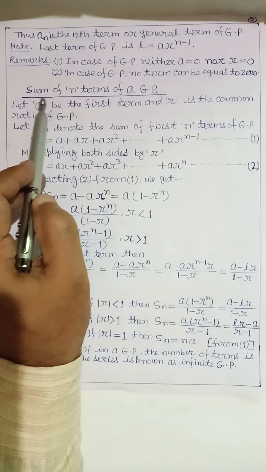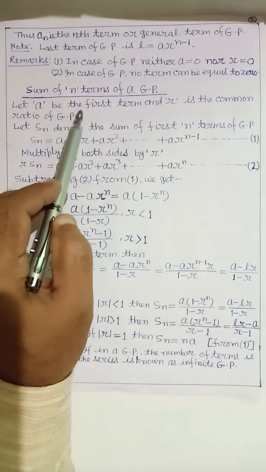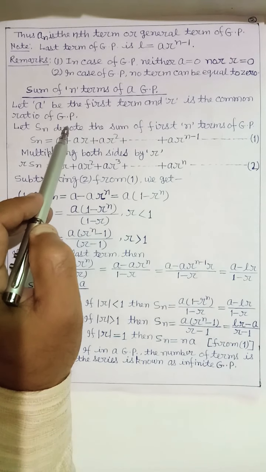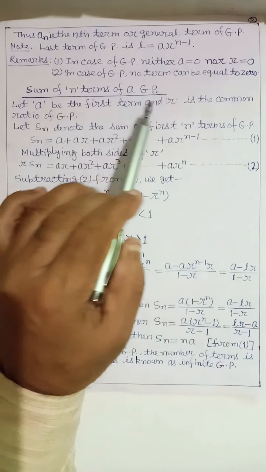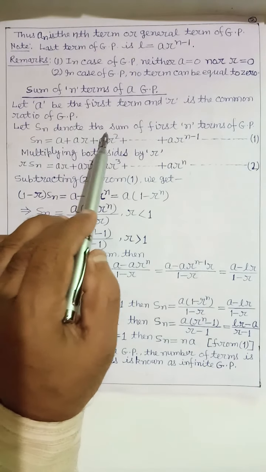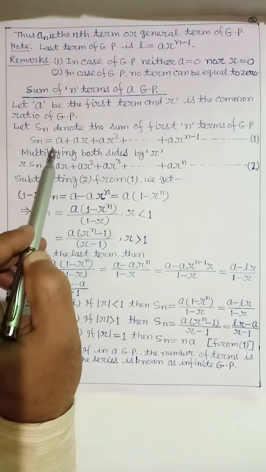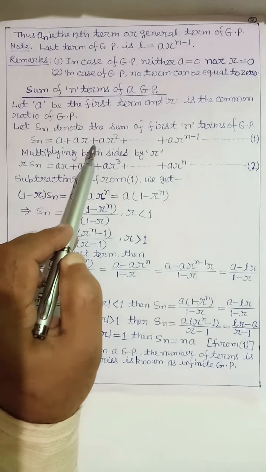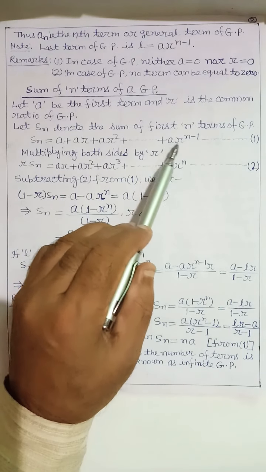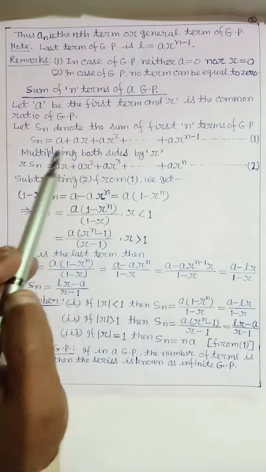Now we discuss sum of n terms of a GP. Let A be the first term and R the common ratio of GP, and Sn denote the sum of first n terms of GP. So Sn is equal to A plus AR plus AR square plus and so on plus AR to power n minus 1. This is taken as 1.